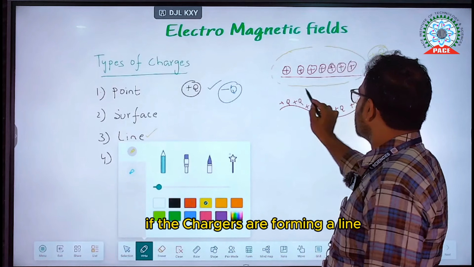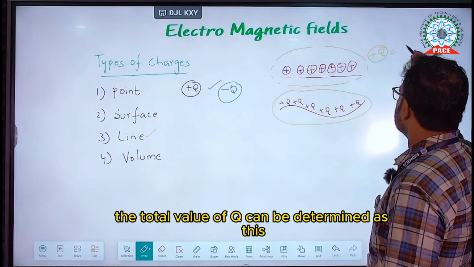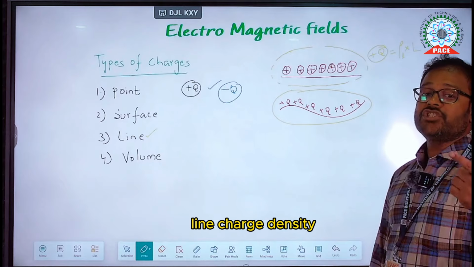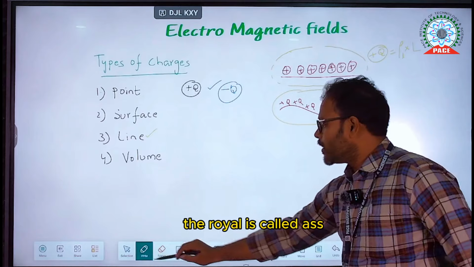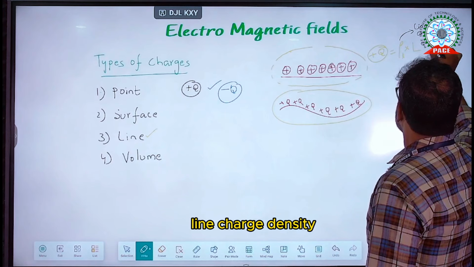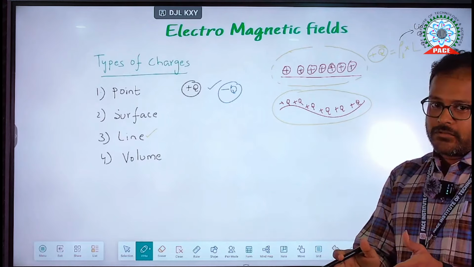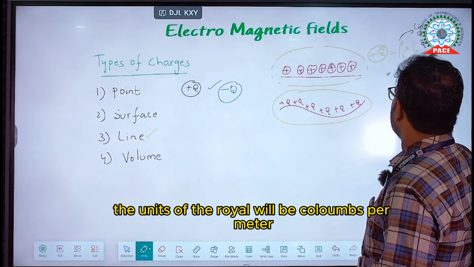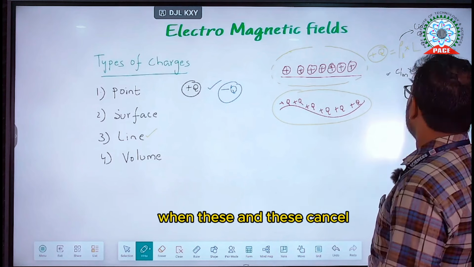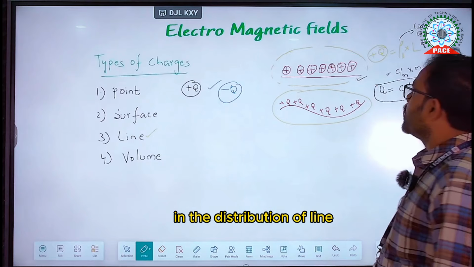If the charges are formed in a line, the total value of Q can be determined as Q is equal to rho L into L. What is rho L? The rho L is called the line charge density, meaning the group of charges per meter. The units of rho L will be coulombs per meter, whereas the unit of length, we already know, is meters. When these cancel, finally you are getting the coulombs. That is the total charge value in the distribution of line.